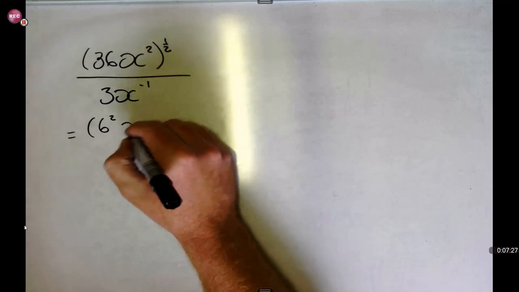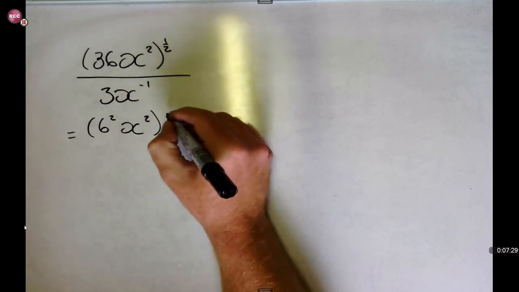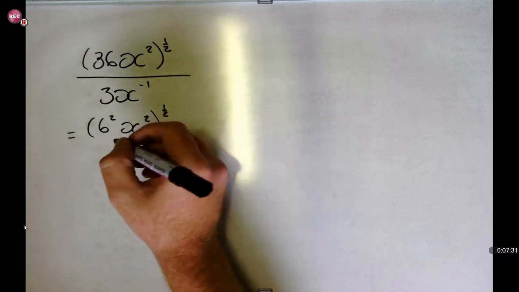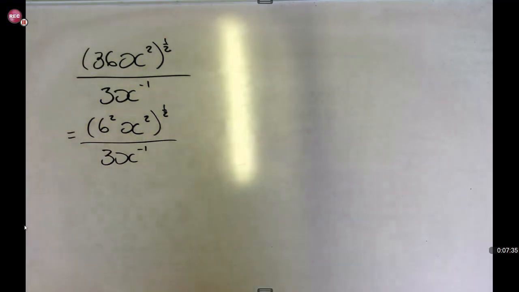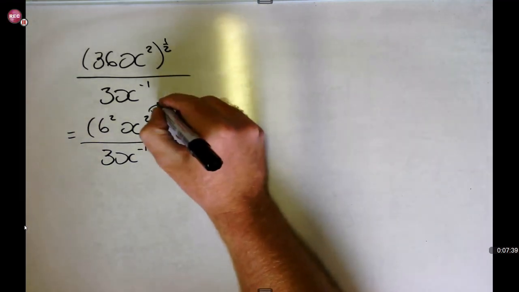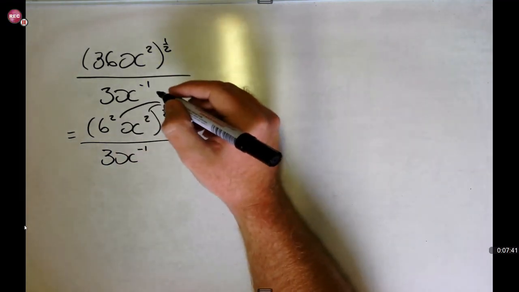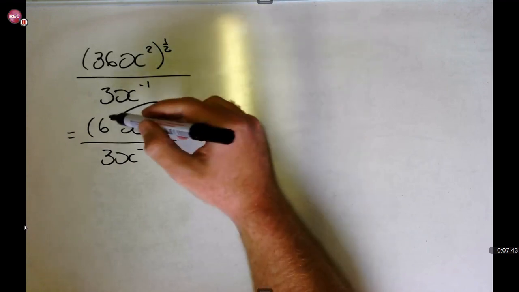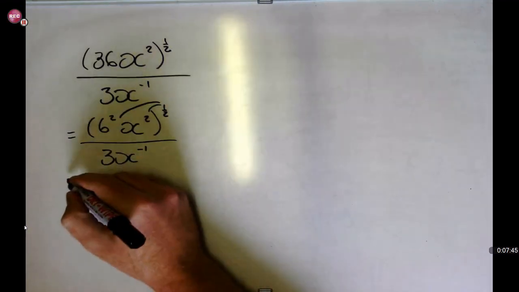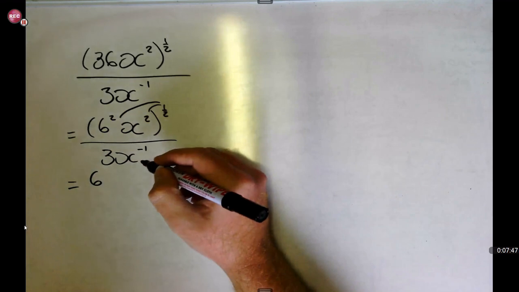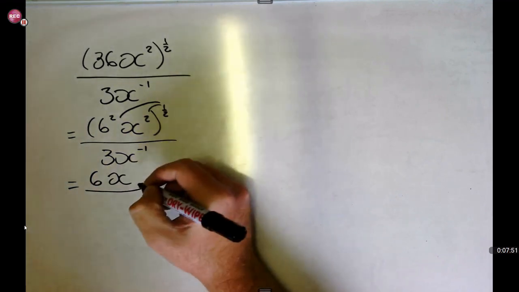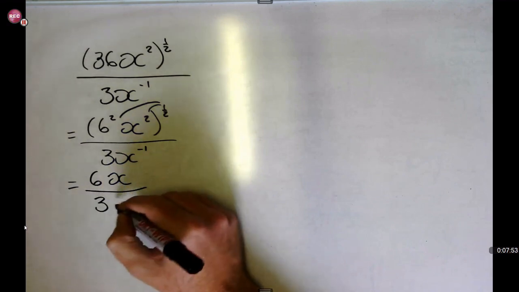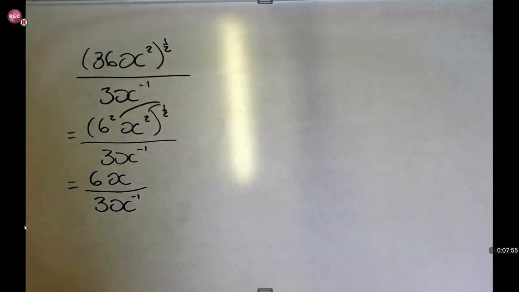Okay? And then you just rewrite everything else. We'll show you now what we're going to do with this. 3 to the power of negative 1. There we go. What we do now is we multiply. So you're basically applying law number 4. Raising a product to a power. Okay? So 2 times a half would be 1. So you'll just have 6 left at the top. 2 times a half is 1. So you'll just have x left. And then at the bottom you'll have 3x to the power of negative 1.